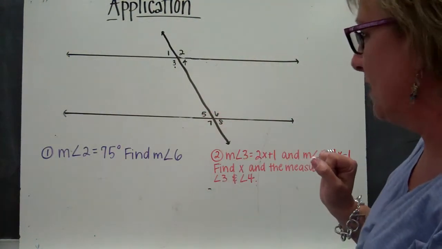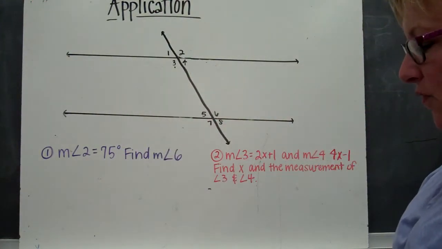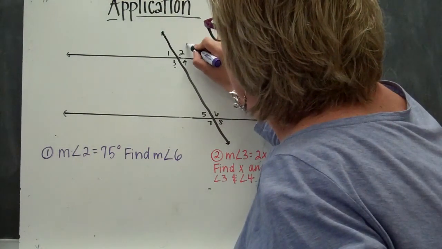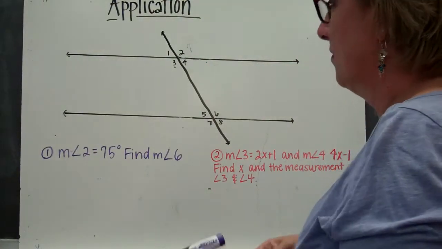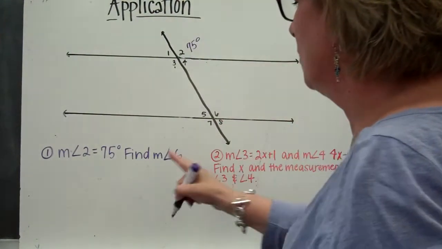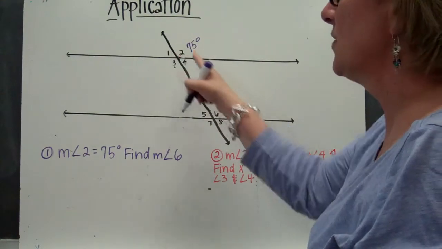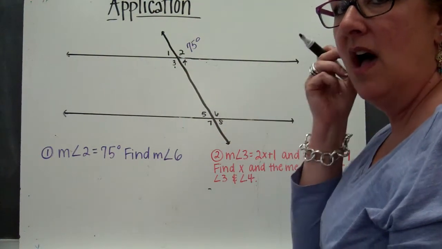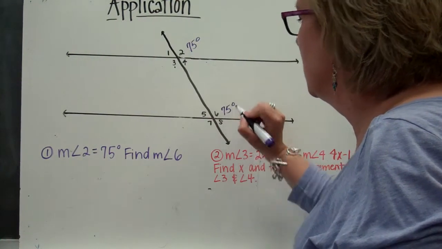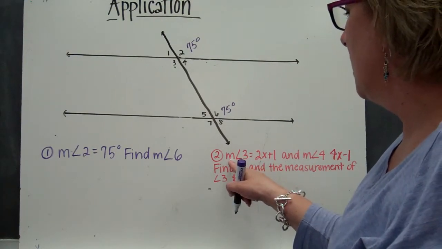Same kind of example that you had, except this time we're looking at the measure of angle 2 is 75 degrees. So if angle 2 is 75 degrees, and I want to know what angle 6 is, they're on the same side in a different figure, so angle 6 would have to be 75 degrees because they are corresponding.